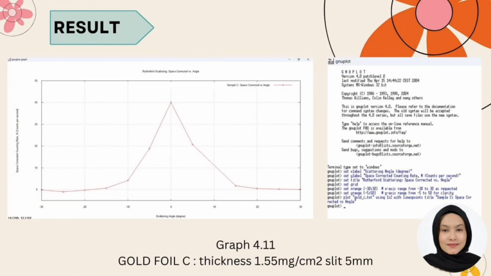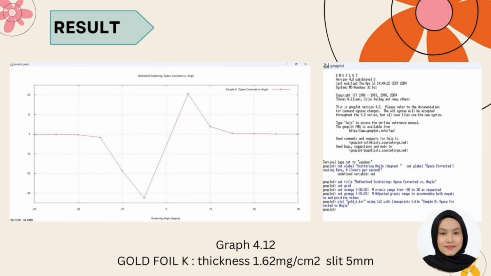This is the plot of sample C's space-corrected counting rate versus scattering angle. As expected, we see that the count rate is highest at small angles and decreases sharply as the angle increases, which supports Rutherford's scattering prediction. Similarly, this graph shows sample K space-corrected data. Despite the noisy data and negative values due to the correction, the overall trend is still a sharp decline with increasing angle, consistent with the scattering model.